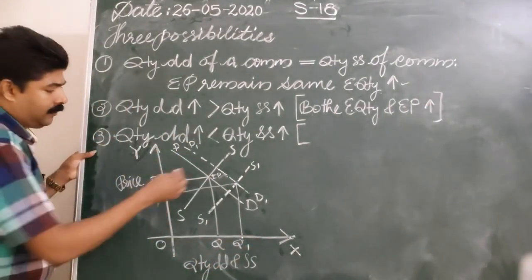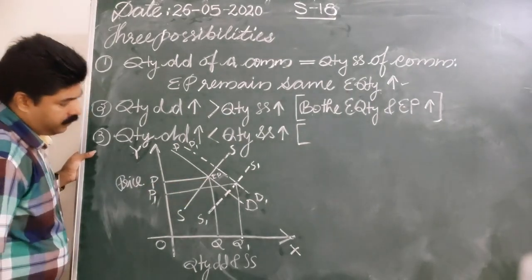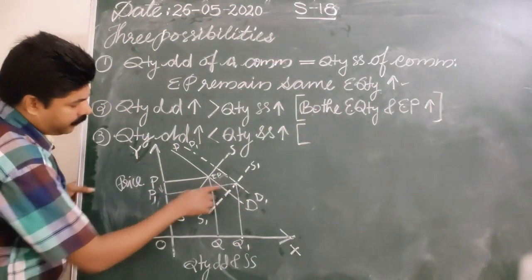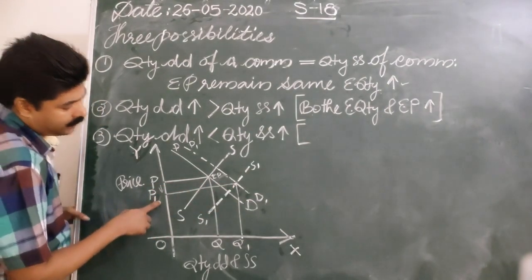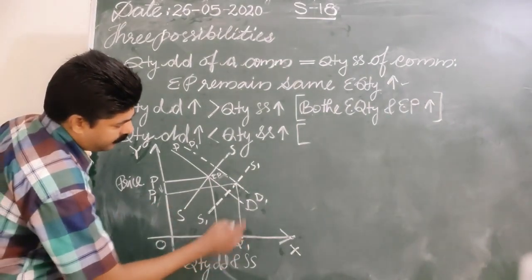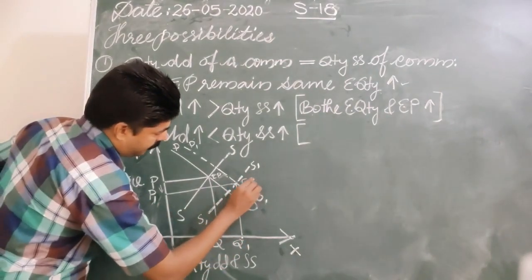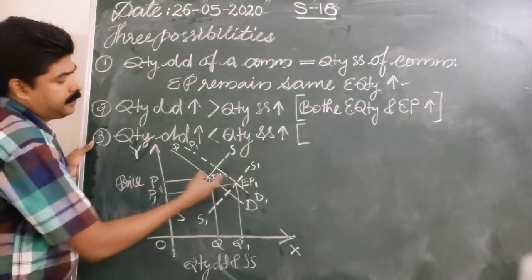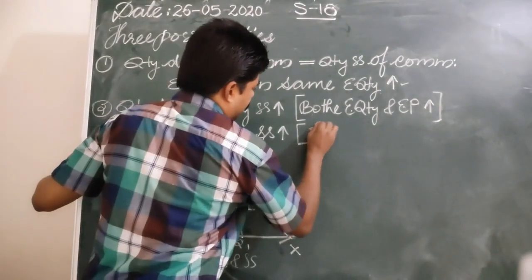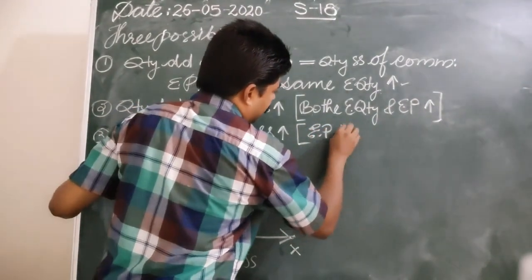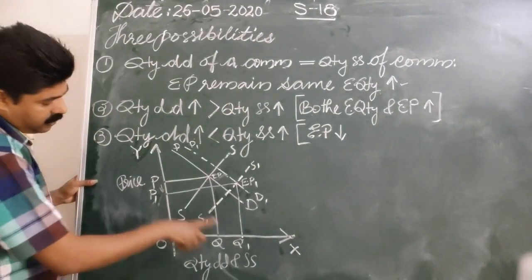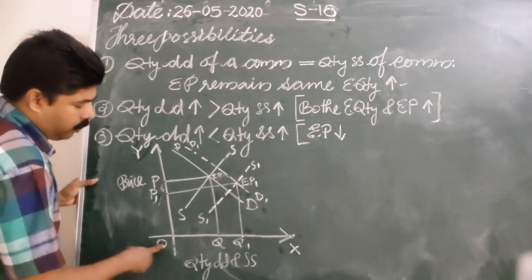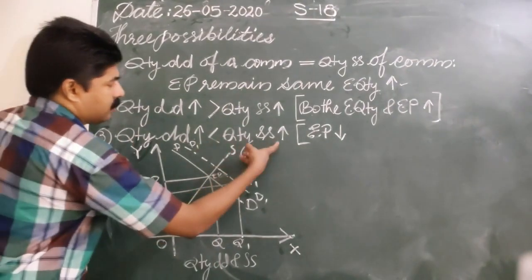Now what happened here? What is the effect? Can you say? It is that the equilibrium price falls, as well as what about the equilibrium quantity? This is another equilibrium point, EP1. So equilibrium price diminishes. So we can write equilibrium price decreases, but what about the equilibrium quantity? Quantity increased from OQ to OQ1 when this situation occurs in the market.